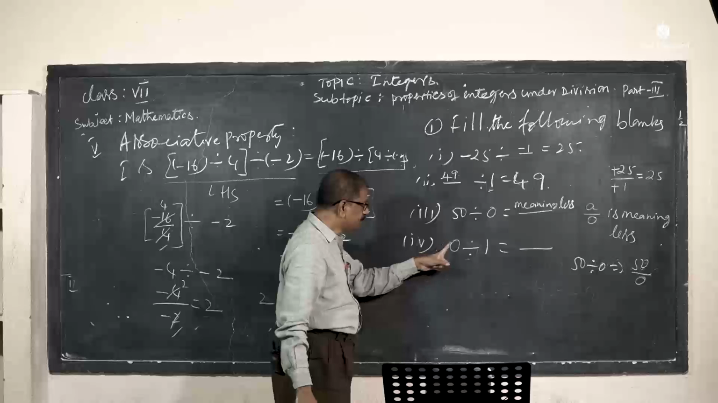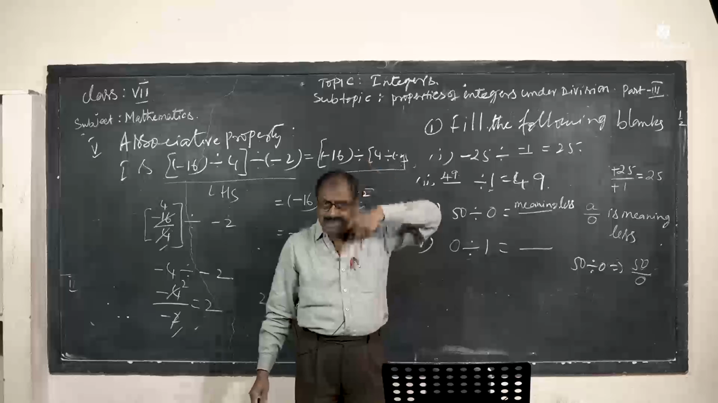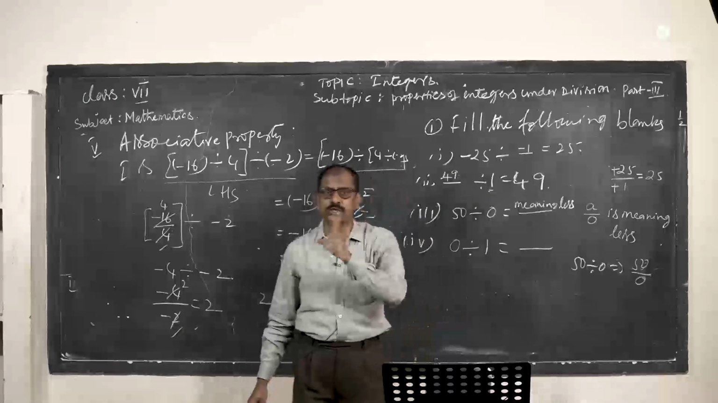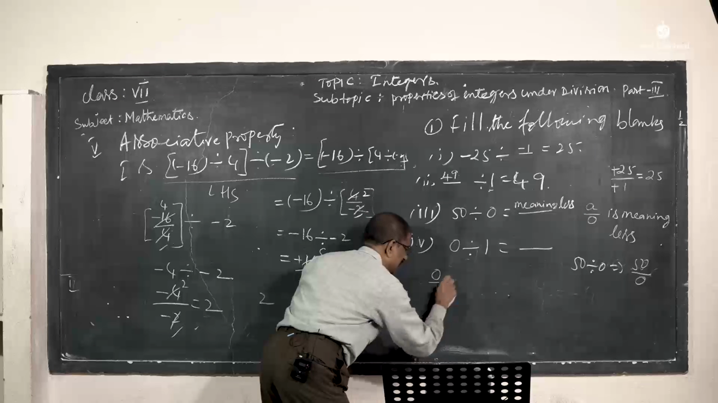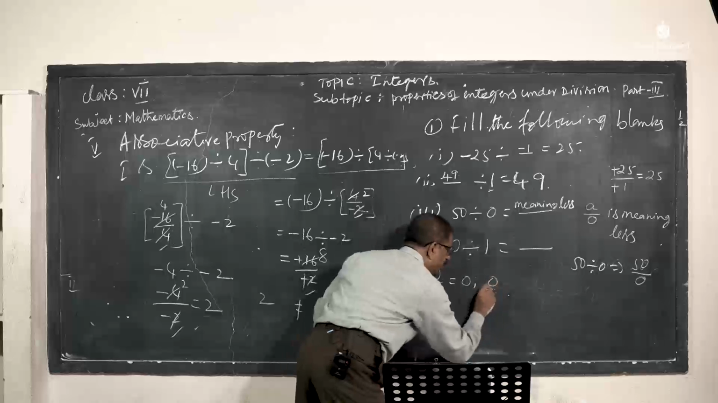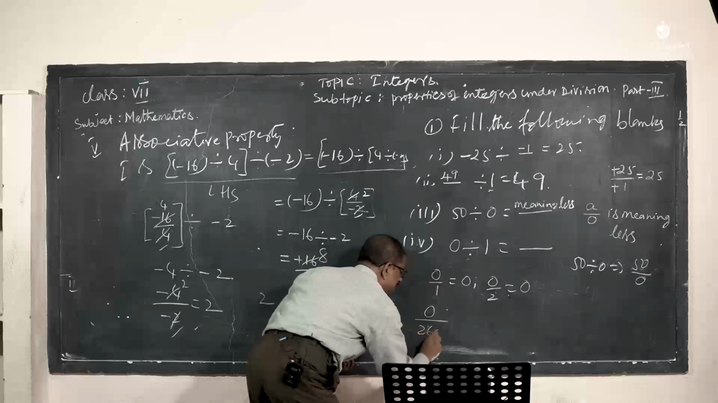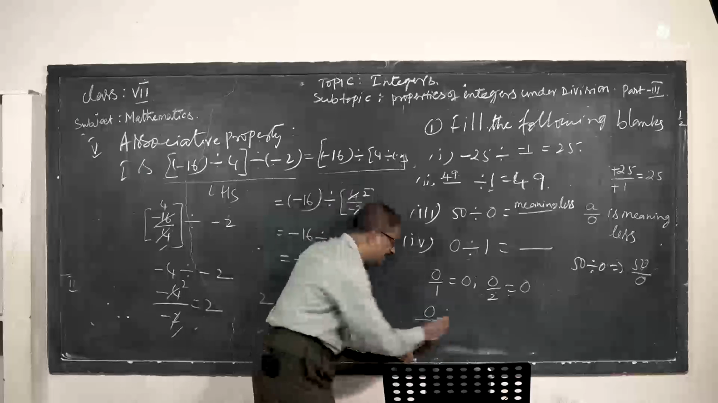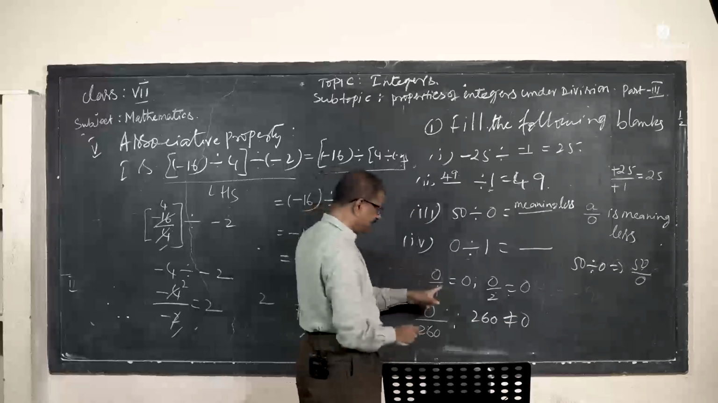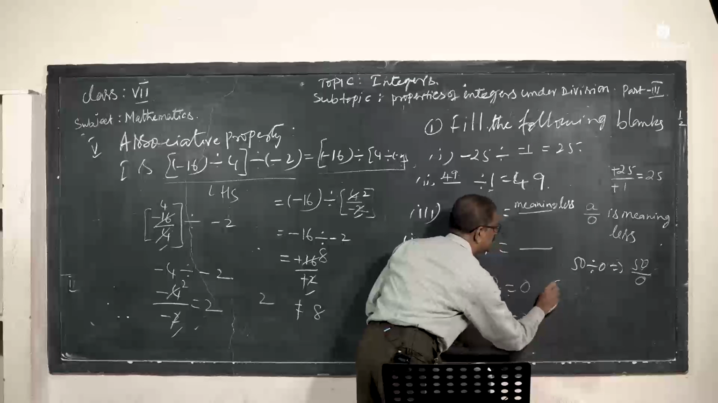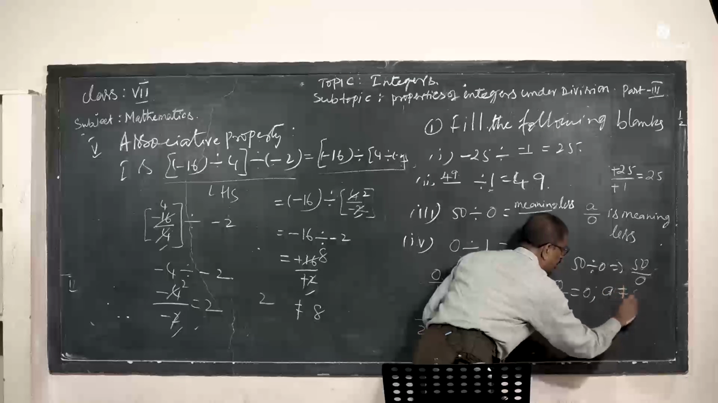The next is 0 by 1. Now we'll tell you, if you divide 0 by a number that is not equal to 0, the result is always 0. So 0 by 1 is equal to 0, or 0 by 2 is also 0. It may be 0 divided by 260. If we divide by a number, where this 260 is not equal to 0, we get the condition that 0 by a is equal to 0, where a is not equal to 0.